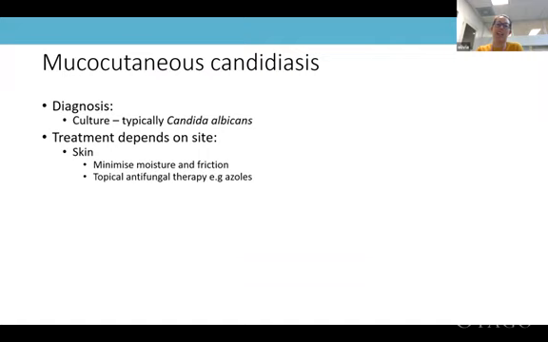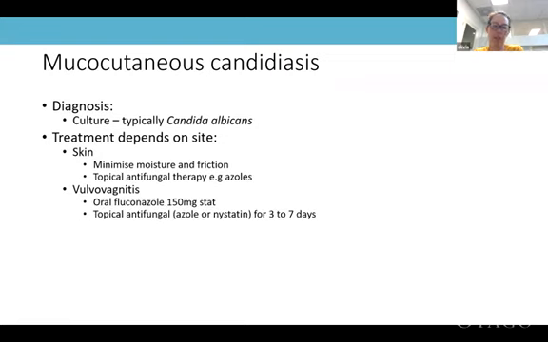So things like azoles, any of the azoles will work against Candida. So things like miconazole powder or cream, that type of thing. Vulvovaginitis, typically you'd give oral fluconazole, just a stat dose. You can give topical antifungals, so either azoles or nystatin, but you need to give them for 3 to 7 days. So a lot of people prefer just the stat oral dose.